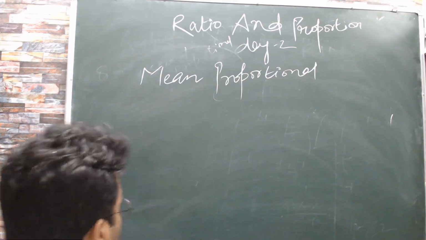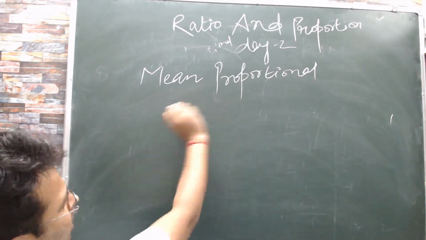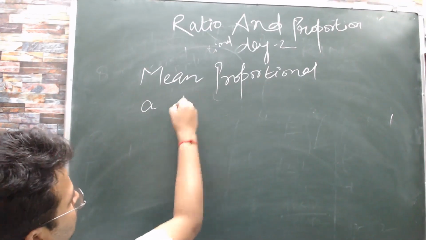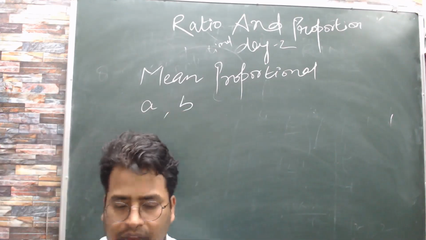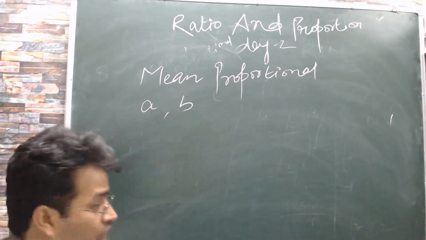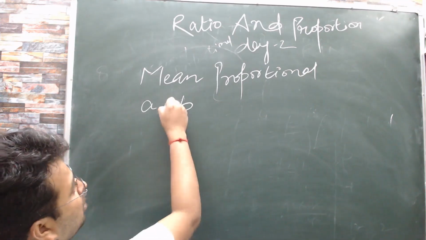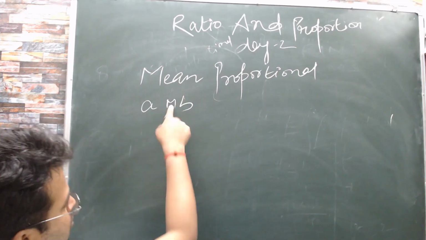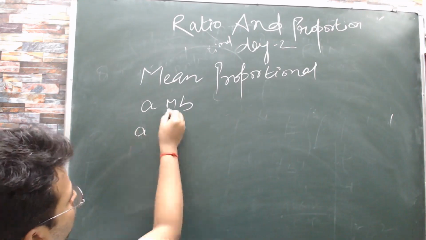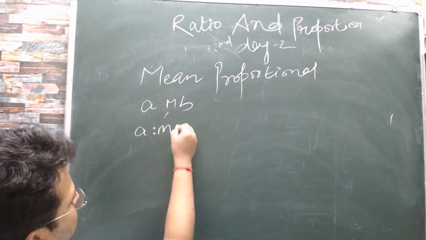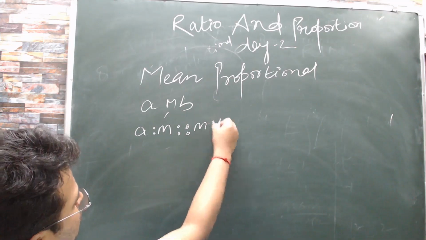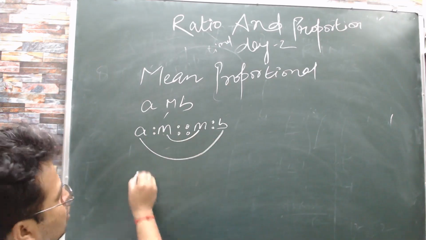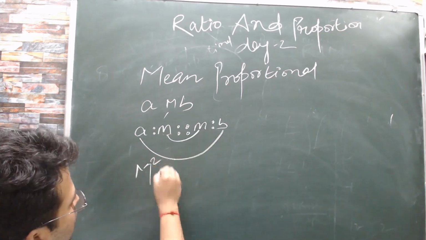Okay. Let's see. To find the mean proportional, you are always given two numbers like A and B. They will give you two numbers, and you will be asked to find the mean proportional. So see, the mean, the average, always comes in the middle. So let the mean be M. Two numbers are given, we need to find M. The mean is always in the middle. So we can write it in proportion: A ratio M proportion with M ratio B. So the multiplication of these two terms is equal. You know the mid terms and extreme terms are equal. So M square equals AB.